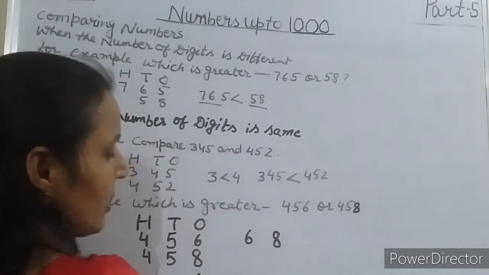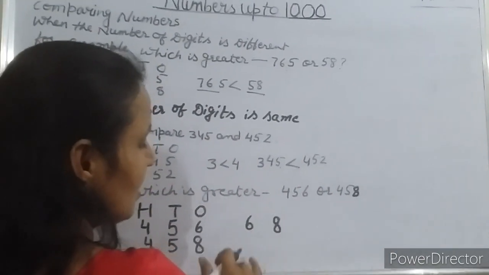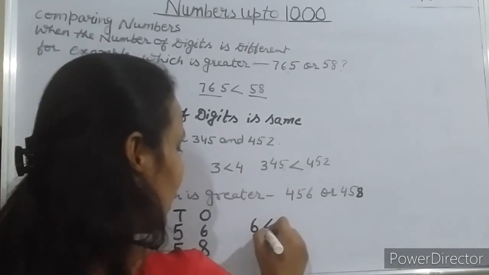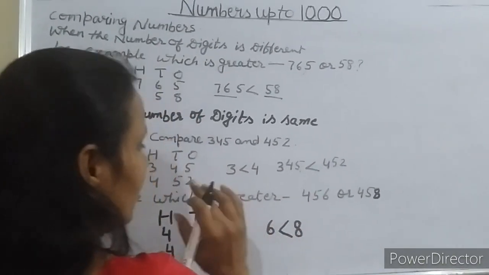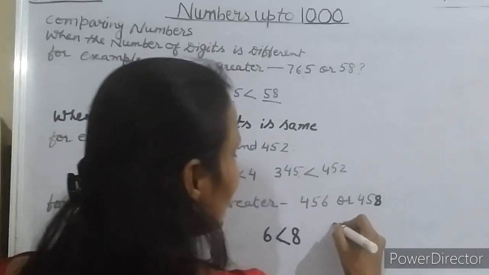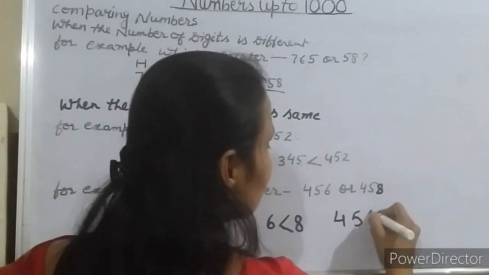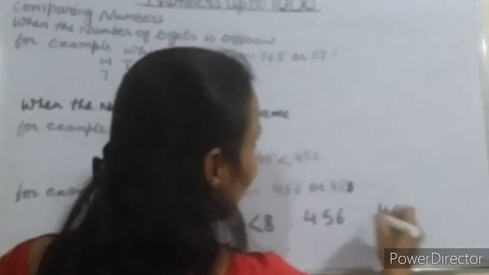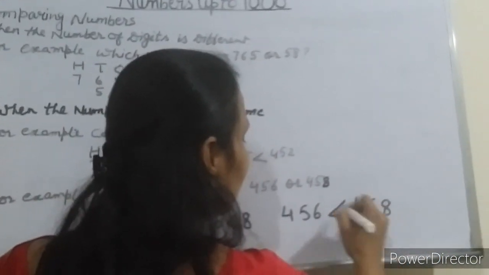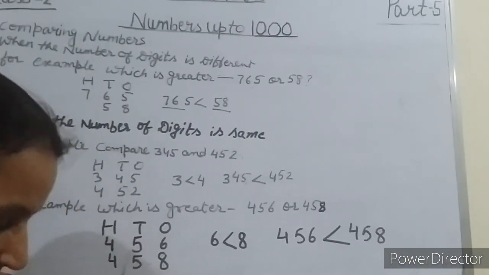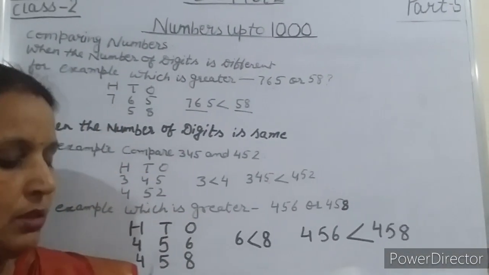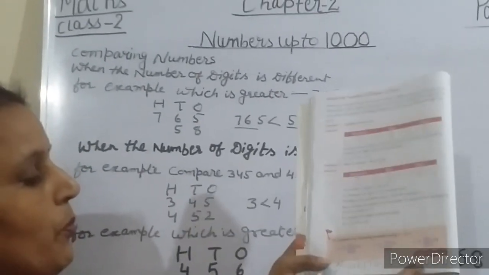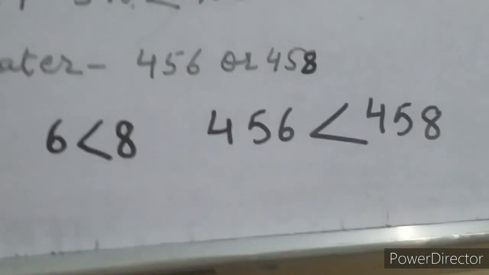So which one is greater? Compare these numbers 6 and 8. Very good. 8 is greater than 6. So which one is greater, 456 or 458? So 458 is greater than 456. Now students, I am giving you one question from your book Checkpoint, and this is question number 13.